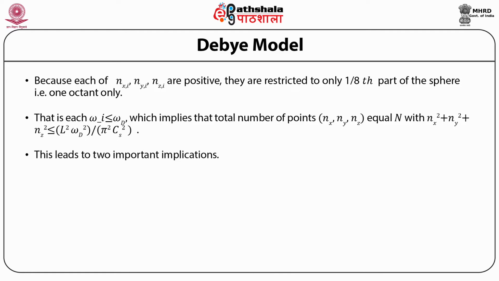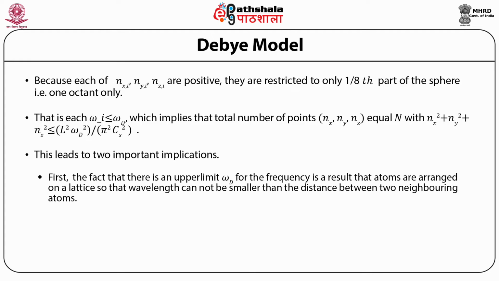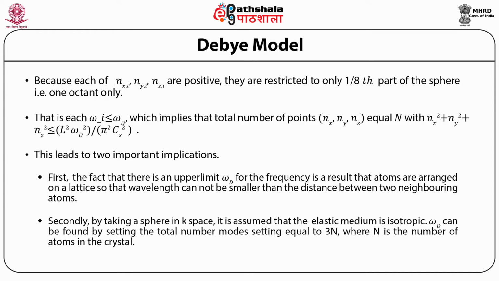This leads to 2 important implications. First, the fact that there is an upper limit ω_D for the frequency is a result of atoms being arranged on a lattice, so that the wavelength cannot be smaller than the distance between 2 neighboring atoms. Secondly, by taking a sphere in k space, it is assumed that the elastic medium is isotropic. ω_D can be found by setting the total number of modes equal to 3N, where N is the number of atoms in the crystal.